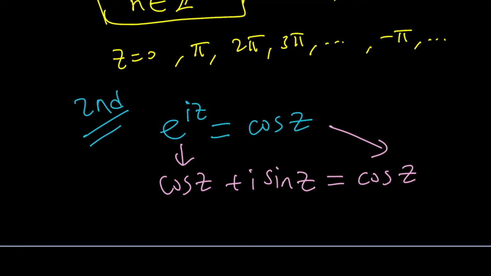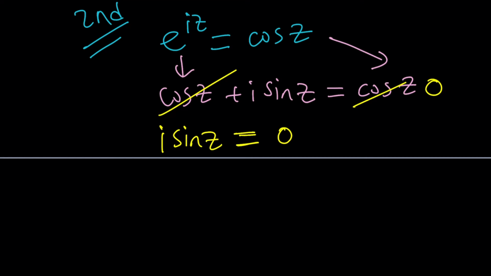Now, take a good look at this. Cosine z cancels out, and we end up with a 0. Beautiful. 0 is really good if you're solving an equation. You want to get 0. Now, i sine z is 0, and we know that i does not equal 0, so divide both sides by i. You get sine z equals 0.